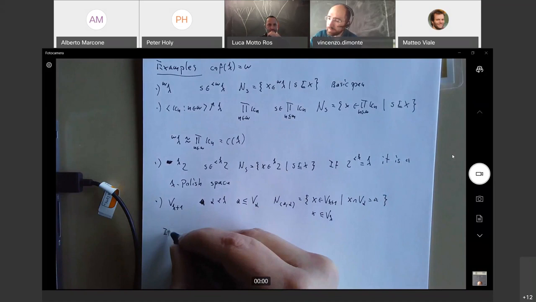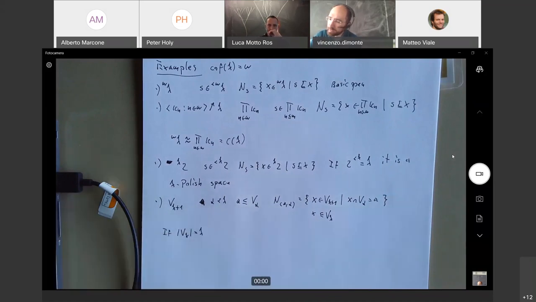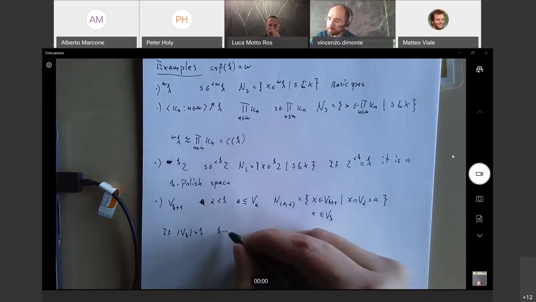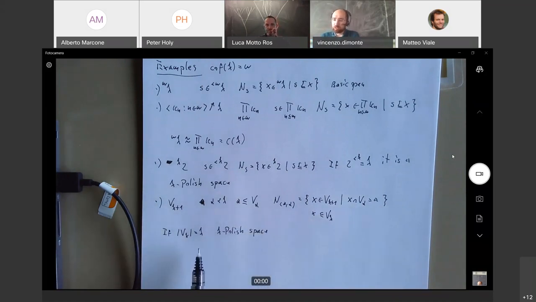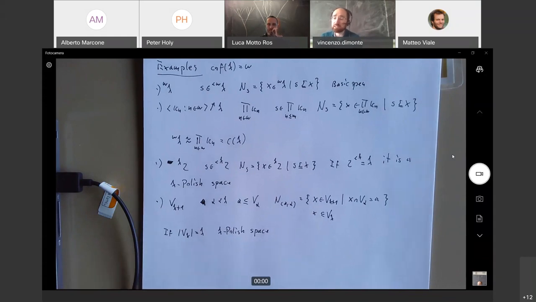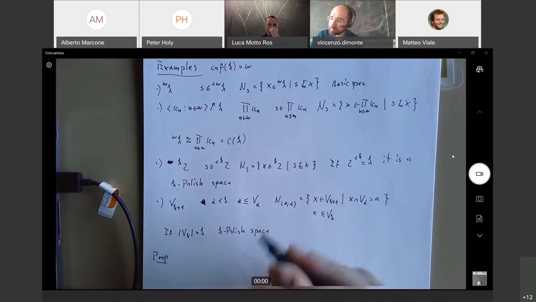So if actually V lambda has cardinality lambda, then this is a lambda polish space. This is kind of a little bit stronger than what we've seen before. For example, this is true if V lambda is closed under the beth function, for example, if lambda is a limit of inaccessible cardinals. So this is a little bit stronger, but we will see, right? V lambda plus one is used in contexts where we have a lot of larger cardinals, so we don't care about inaccessible cardinals. Okay, actually the proposition is that all these four examples are the same.